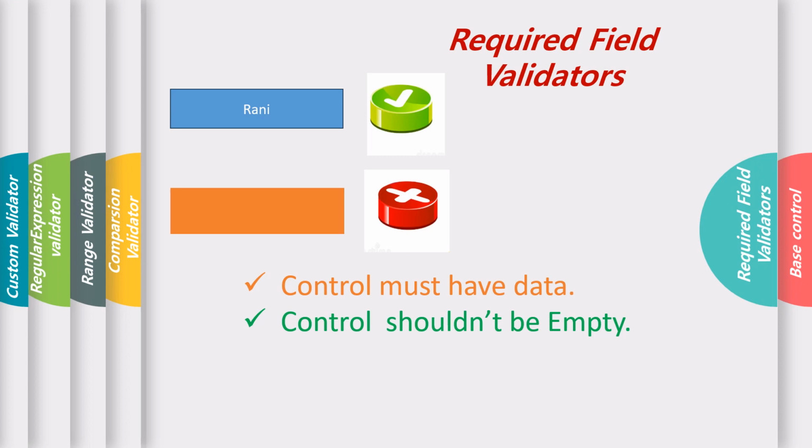So the first control is the required field validator, and it will check whether the data is entered by the user or not. The control must have data, and in the sense it shouldn't be empty.